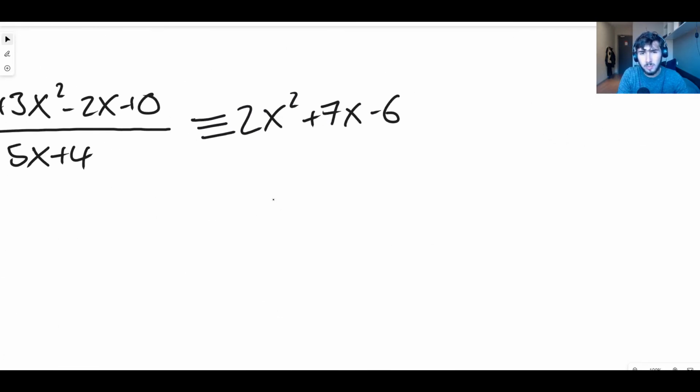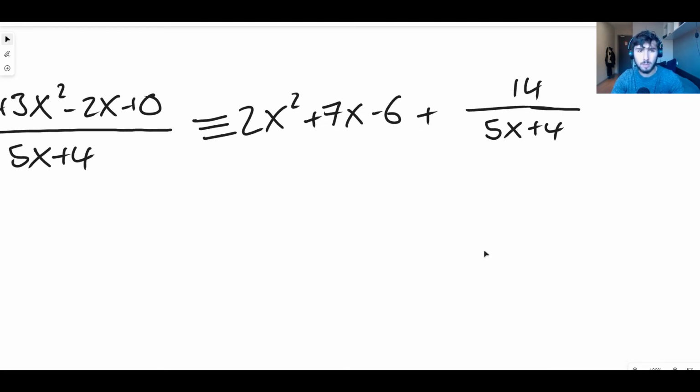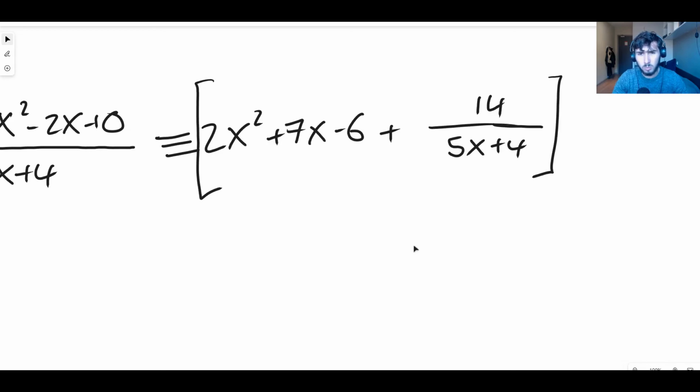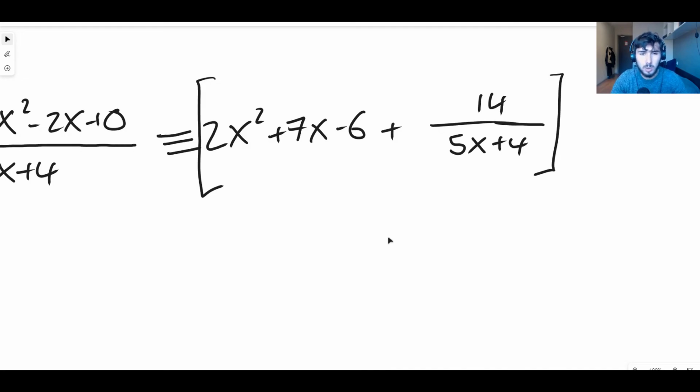So this is how you deal with the remainder. You simply add the remainder divided by the original divisor, which was 5x plus 4. The remainder term is just written like that. It's the remainder divided by the thing that you were dividing by. So this is your whole answer, just like that. Sometimes you might be able to simplify this term here, but there's nothing to simplify there, so we can just leave it how it is.